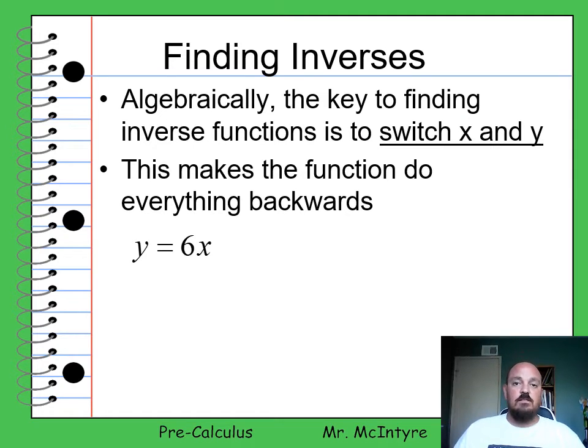So let's start off with a nice simple one. We have y equals 6x. If I switch x and y, I get x equals 6y. And that's what I mean when I say switch x and y. You take the equation, anywhere there's a y, you change it into an x, and anywhere there's an x, you change it into a y.